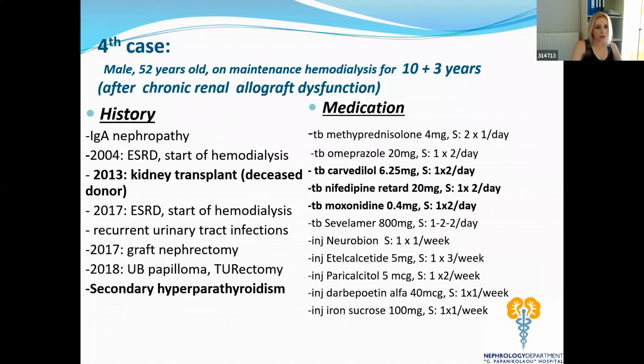Finally, our fourth case is a 52-year-old male, former kidney transplant with IgA nephropathy on hemodialysis for 13 years in total. He has resistant hypertension with high doses of antihypertensive medication. Here is his hemodialysis data sheet.